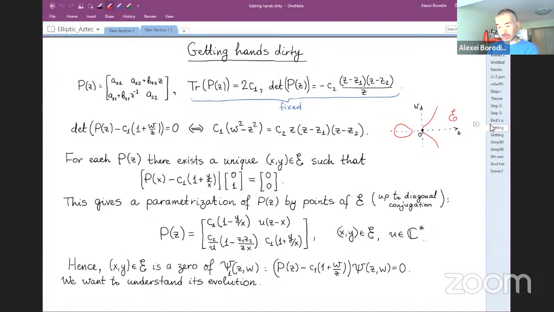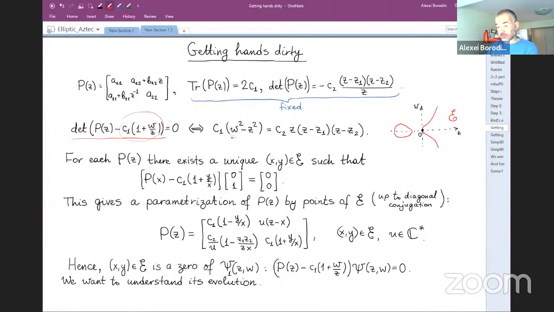So one starts with a 2x2 matrix with a fixed spectrum. So here I fixed the trace and the determinant of the matrix. It's the same as fixing the spectrum. So then the spectral curve here, I slightly changed the characteristic polynomial in order for the spectral curve to be an elliptic curve in the standard representation with W squared separated. So this is my elliptic curve.